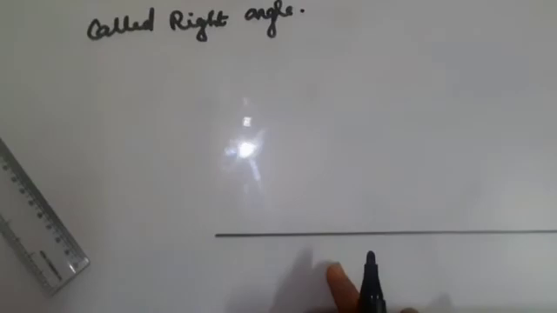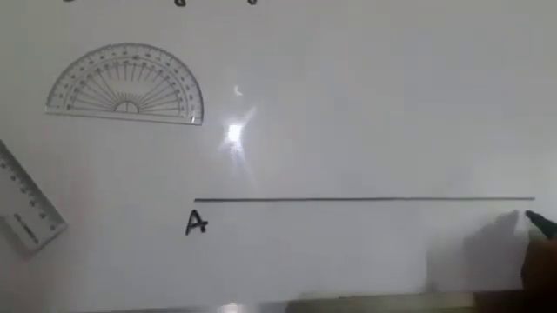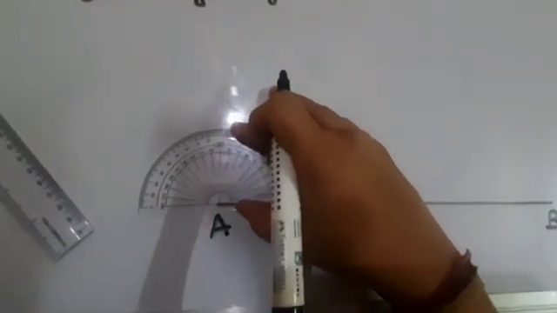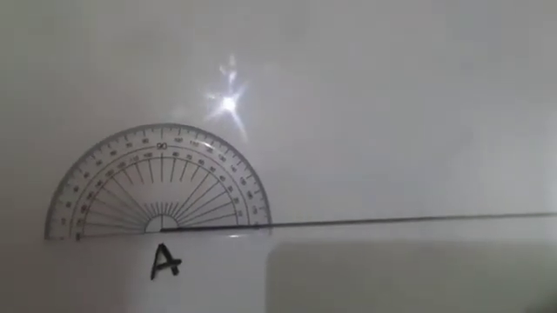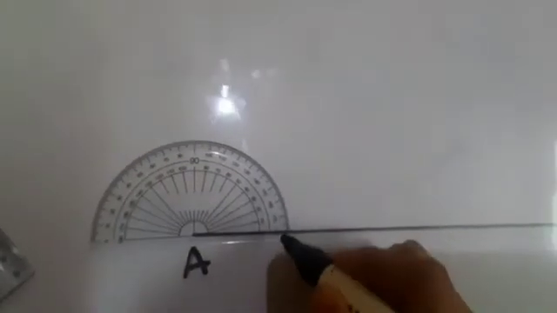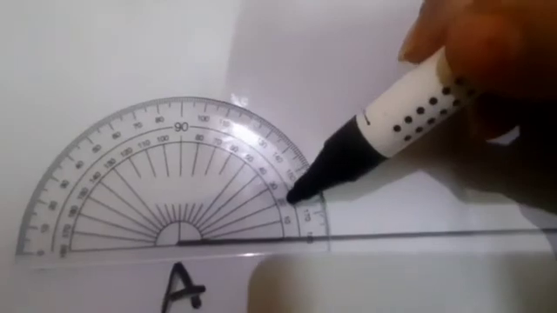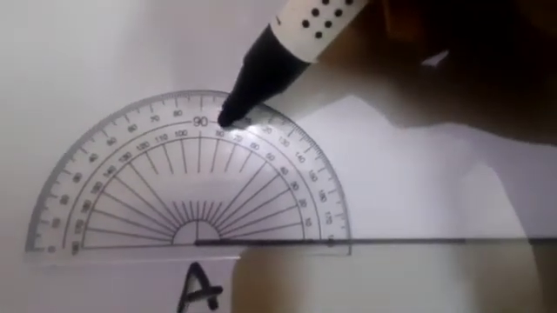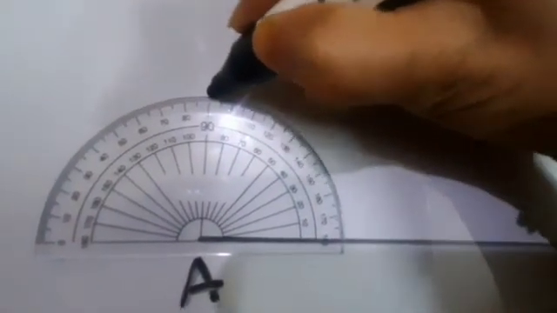Now I have drawn the line and I have marked the points as A, B. What I have to do is keep the center point at the end of A and 0 facing near B. From where do I have to count, students? From the right side. 0, 10, 20, 30, 40, 50, 60, 70, 80, 90. So the third step, you have to keep a point at 90 degrees.